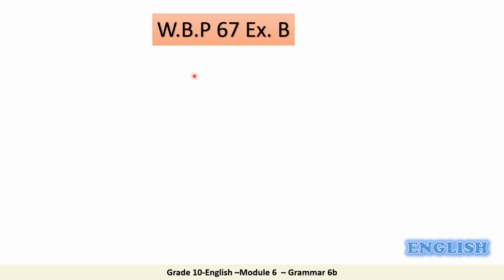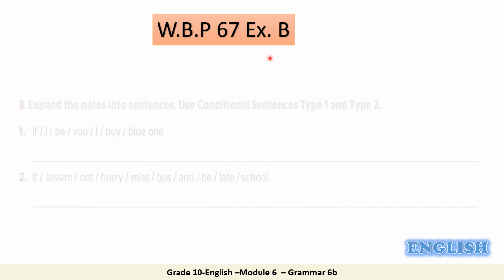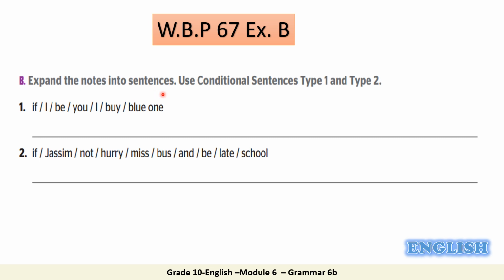Another activity in your workbook, page 67, exercise B. Expand the notes into sentences. Use conditional sentences type 1 and type 2. Number 1, if I be you, I buy blue one. So what do you notice about these words? They are here to express, can you say? That's right, to give advice. So which type do we use to give advice? That's correct, it's type 2. So the correct answer is, if I were you, I would buy the blue one.